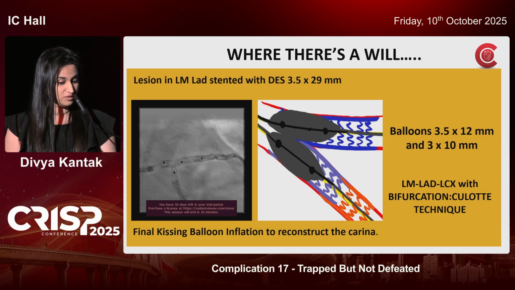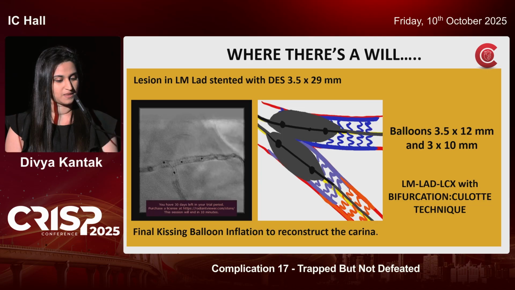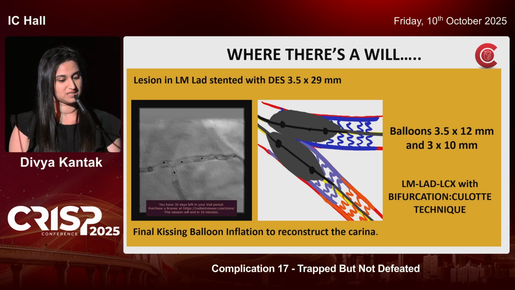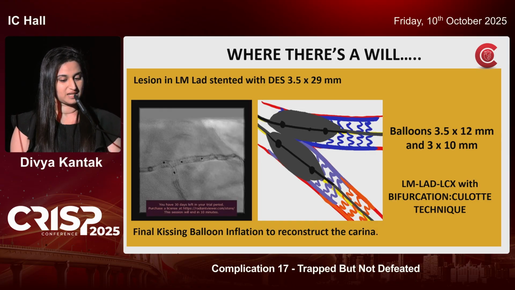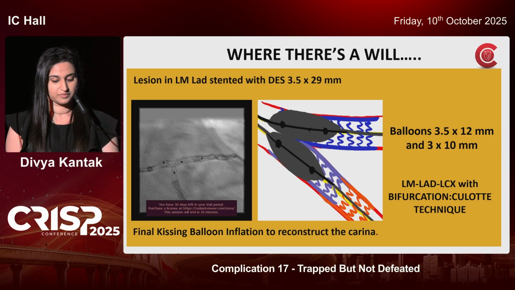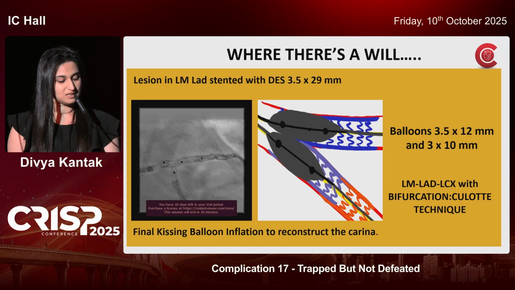But now, even though we had successfully retrieved our hardware, we had to treat the patient. We had a sudden change of plan because of the unintended position of the stent inflation. So now, what was a simple dual vessel plasty, we had to convert to a bifurcation plasty. The lesion in LM-LAD was stented with a drug-eluting stent, and an LM-LAD, LM-LAD-LCX bifurcation with a culotte technique was done. Final kissing balloon inflation to reconstruct the carina was done.